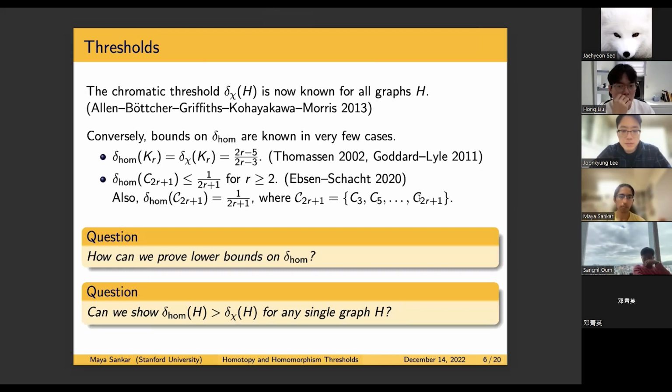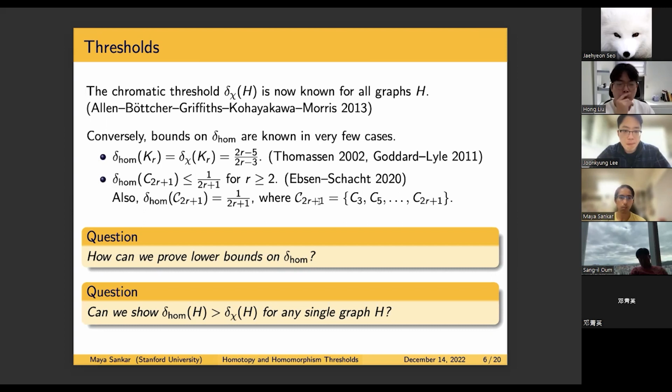But in general, we don't know how to prove lower bounds. In each of these results, the lower bound came from the fact that the homomorphism threshold is at least the chromatic threshold. In this case, the lower bound construction is a natural thing, and that's what led to considering this family C_{2R+1}. So a general question is, how do we show lower bounds on the homomorphism threshold?